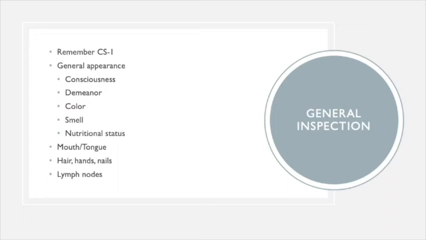And then lastly, lymph nodes. Somebody with malignancy of any type might have swollen lymph nodes throughout the body. Particularly, we worry about these supraclavicular lymph nodes, especially on the left side of the patient, as a sign of abdominal malignancy. And so you do want to pay attention to the lymph node examination when you generally inspect and examine the patient. Okay, so remember CS1.